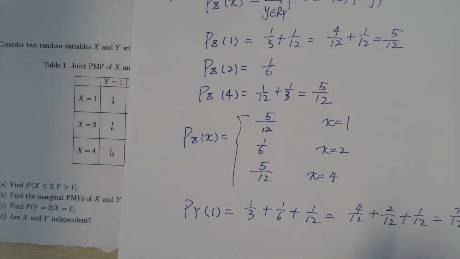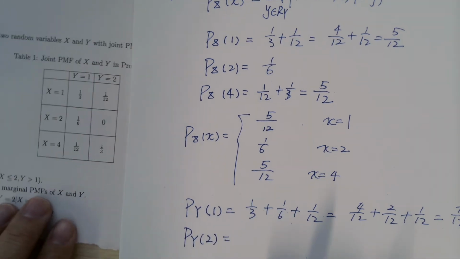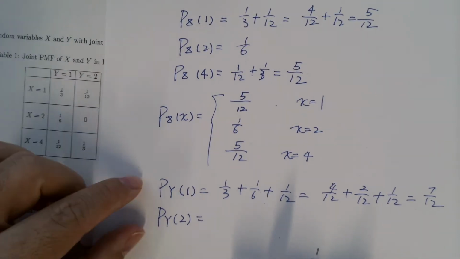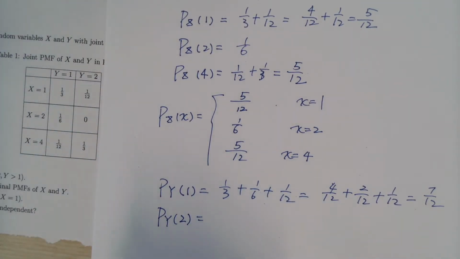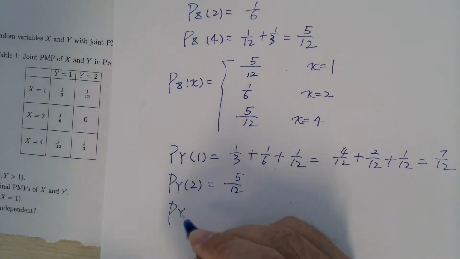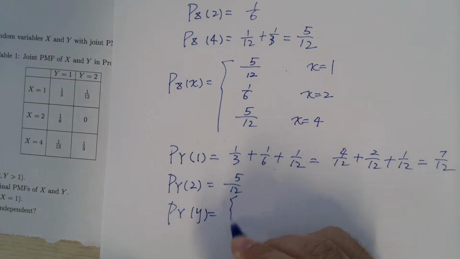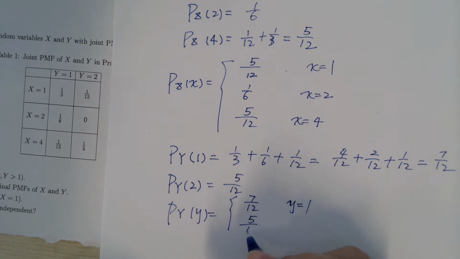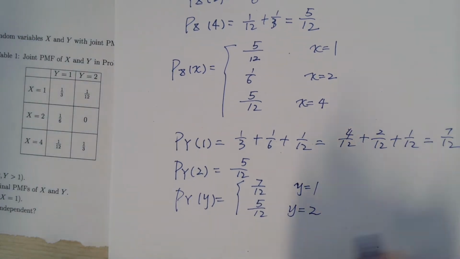And we can easily compute y equals 2. Again, it's the sum of the three, but also since the marginal PMF sums to 1, you can see it's also 5 over 12. So when y equals 1 and y equals 2, okay, that's the marginal PMF.